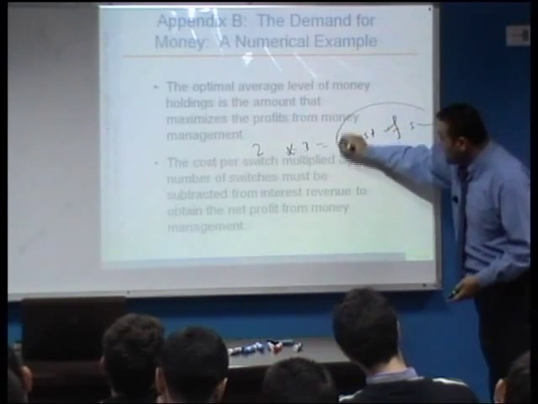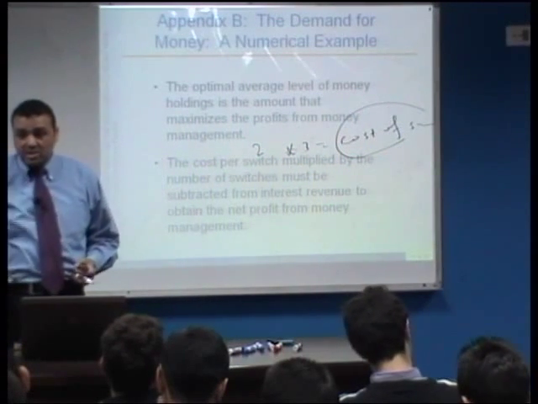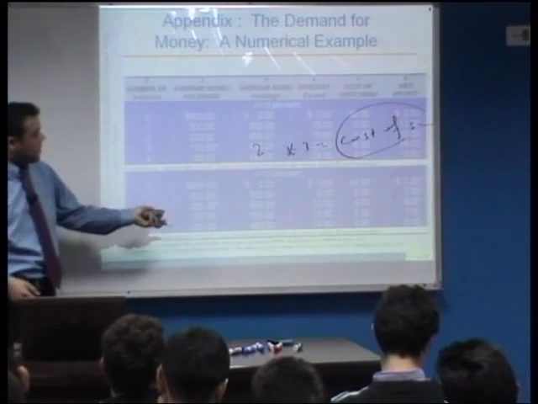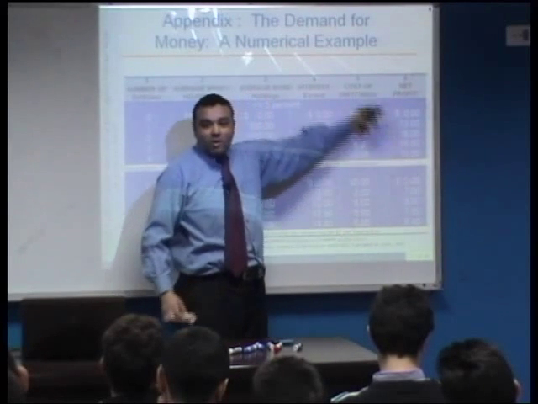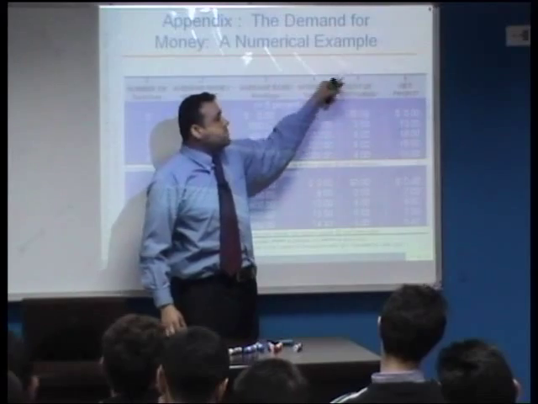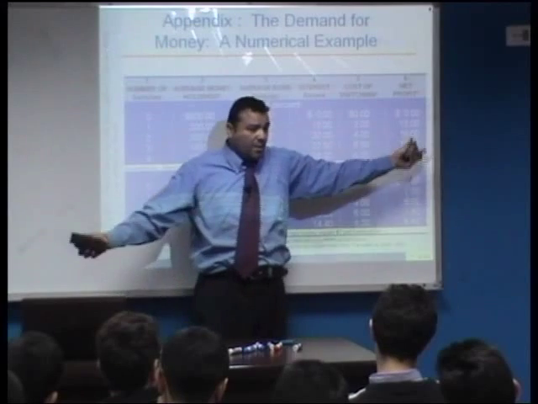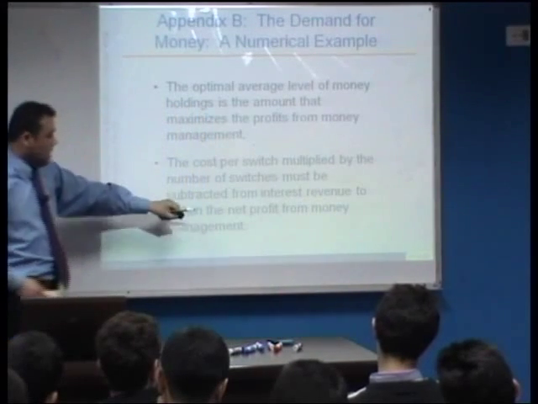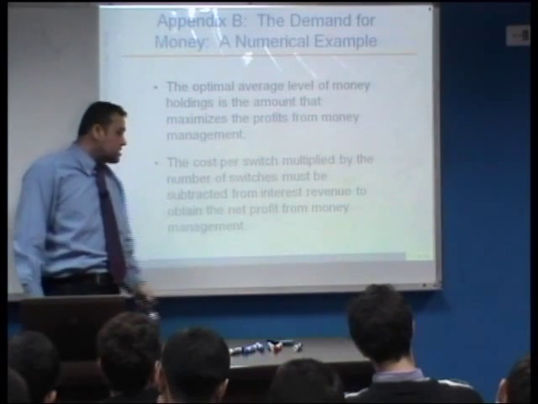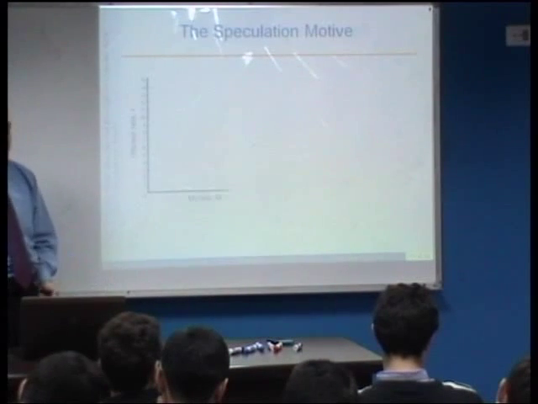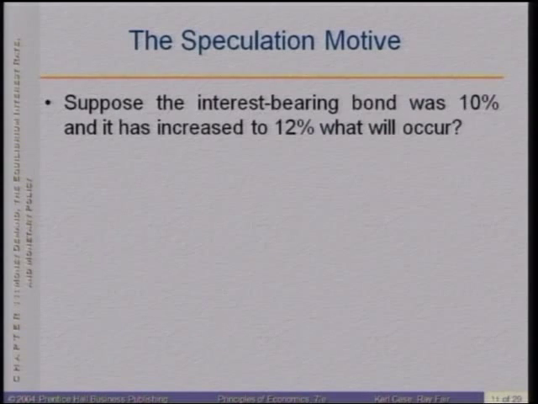طبعا it should be deducted or subtracted من الانترست إنكم عشان نوصل للنت بروفيتس. So as you see, to reach the net profits, the cost of switches انخصمت من الانترست إنكم. So interest income minus the cost of switching بيعطيني نت بروفيتس. هاي السلايد بتحكي: the cost per switch multiplied by the number of switches must be subtracted from the interest revenue to obtain the net profits from money management. تمام؟ طيب هذا حرجع له، بس بدي أوضح الشغلة.